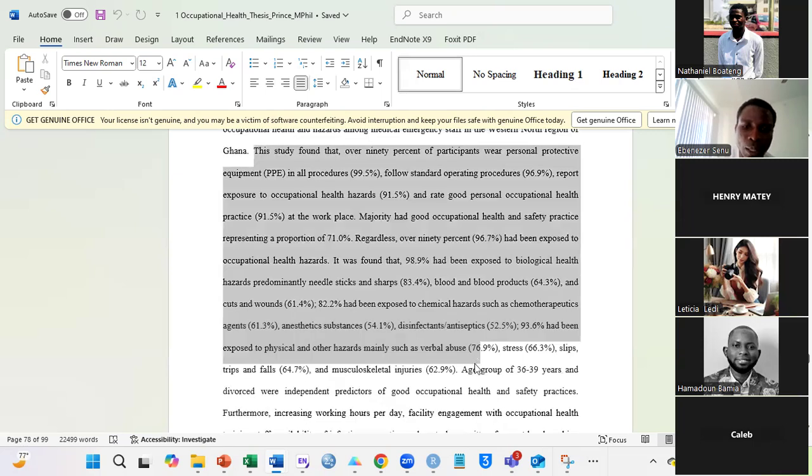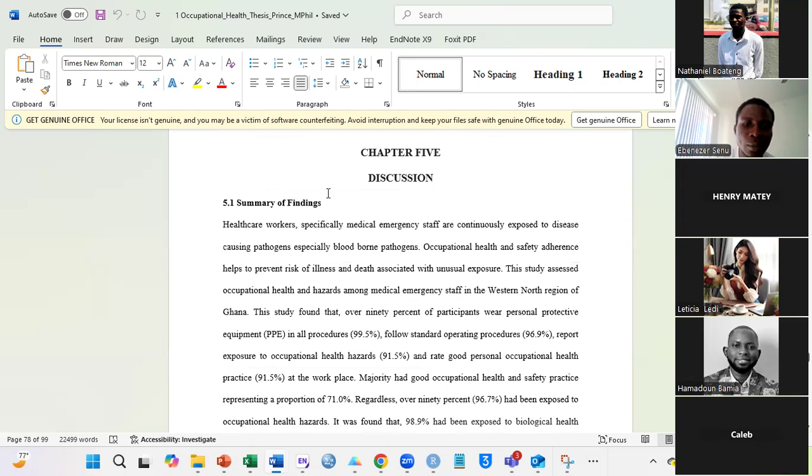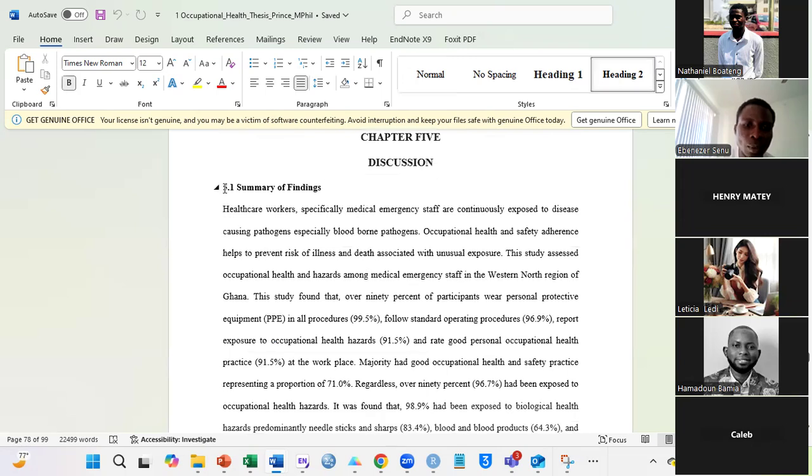This is a master's work, and that's why it's a bit detailed. Again, some professors also don't know this, so they will tell you to remove this summary. But it's a key starting point for your discussion. So this summary of findings is just a reintroduction.